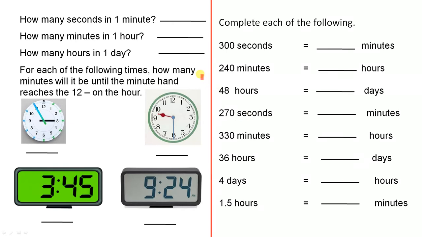For each of the following times, how many minutes will it be until the minute hand reaches the 12? That is, on the hour. So this minute hand here, how many minutes will it be till it gets to that 12? How many minutes will it be till this hand gets to the 12? This is 3:45. How many minutes will this be for this time to show 4 o'clock? And how many minutes will it be for this digital clock to show 10 o'clock?